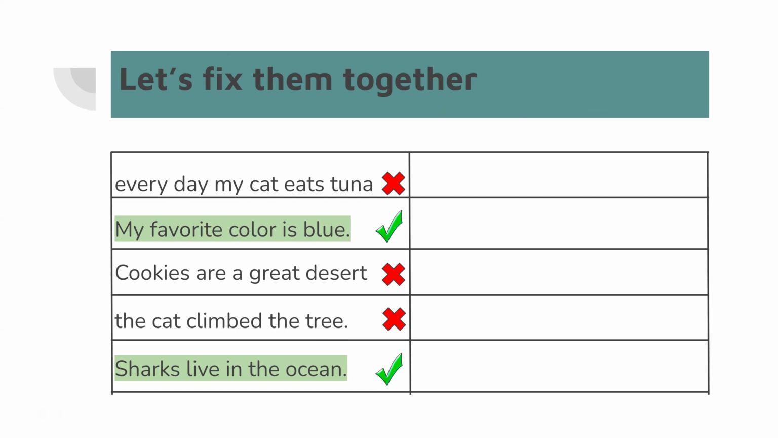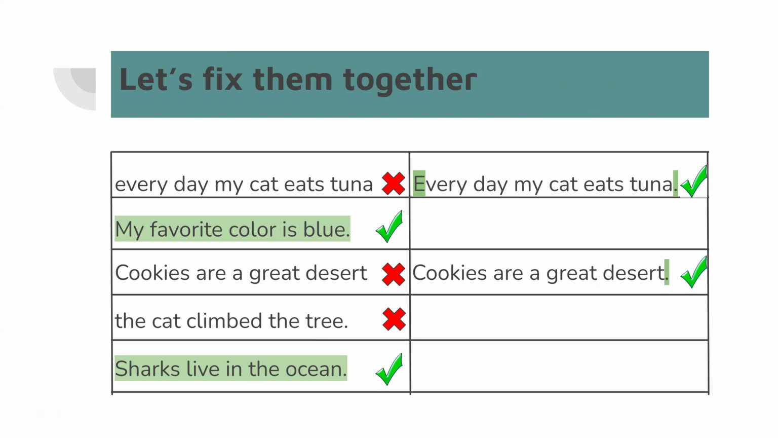So the first sentence, "every day my cat eats tuna." We talked about how it starts with a lowercase e, so highlighted in green, we see an uppercase E. "Every day my cat eats tuna," and at the end, we ended it with a period. So we added that period to make it correct, so now it's a complete sentence. The second one was already correct, so we don't need to change it.